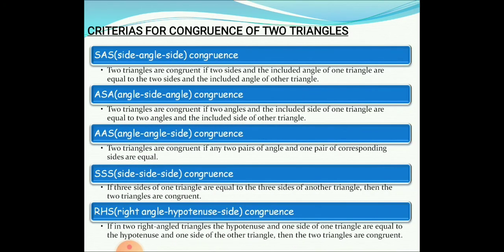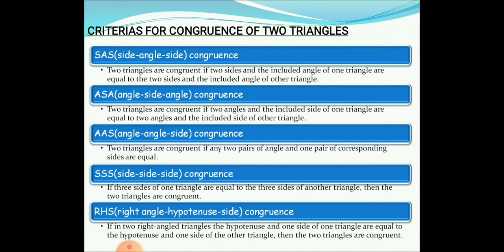Now next are very important criteria for congruence of two triangles. Here we have 5 criteria of congruence of two triangles. First is SAS, side angle side congruence. Second is ASA, angle side angle congruence. Third is AAS, angle angle side congruence. Fourth is SSS, side side side congruence. Fifth is RHS, right angle hypotenuse side congruence.